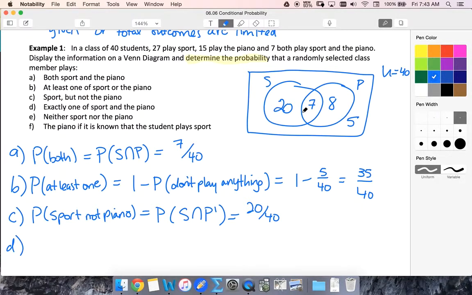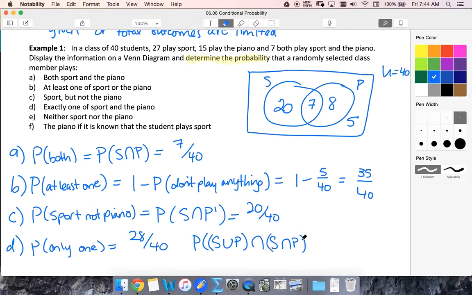Exactly 1 of sport and the piano. So I'm going to say only 1. 20 plus 8, 28 out of 40. In Venn diagram, that one's a little harder. That's the probability of sport union piano, intersect sport intersect piano not. So this one's a little bit harder. It's a lot easier to say only 1.